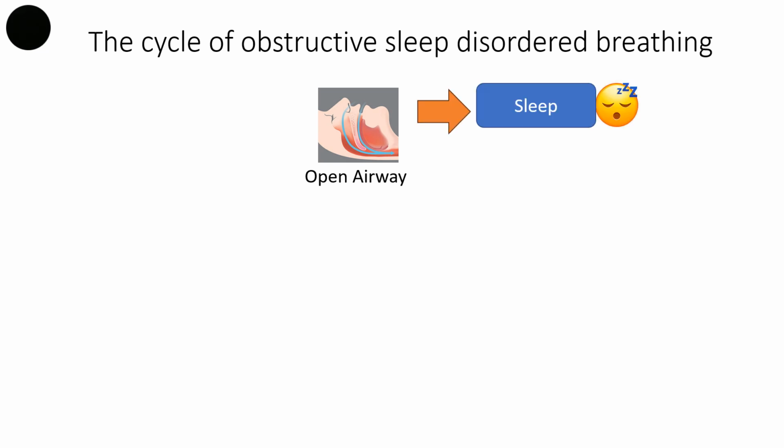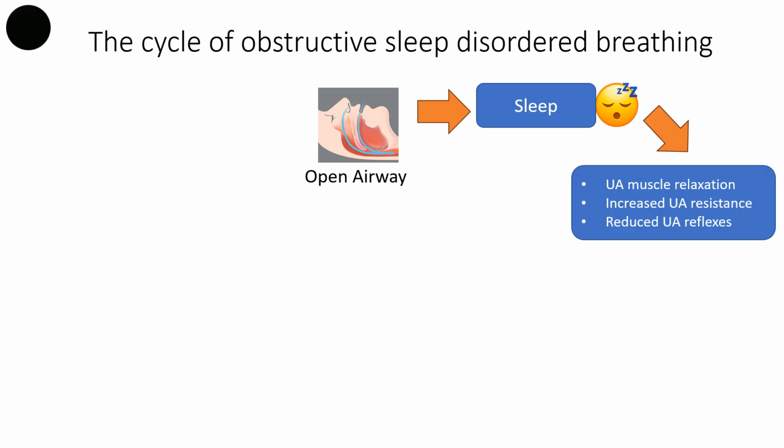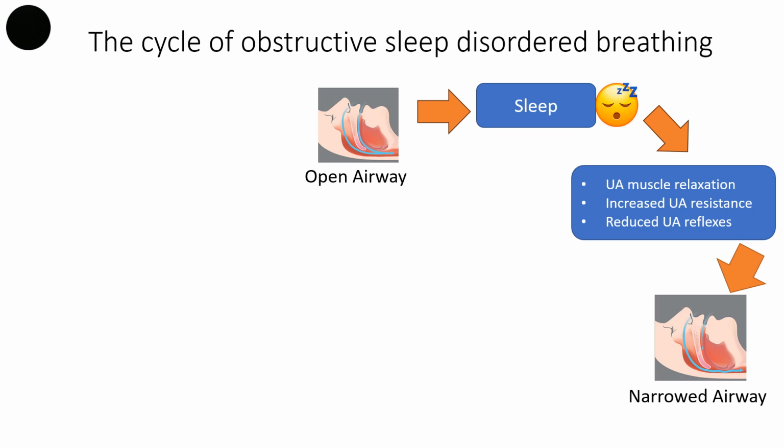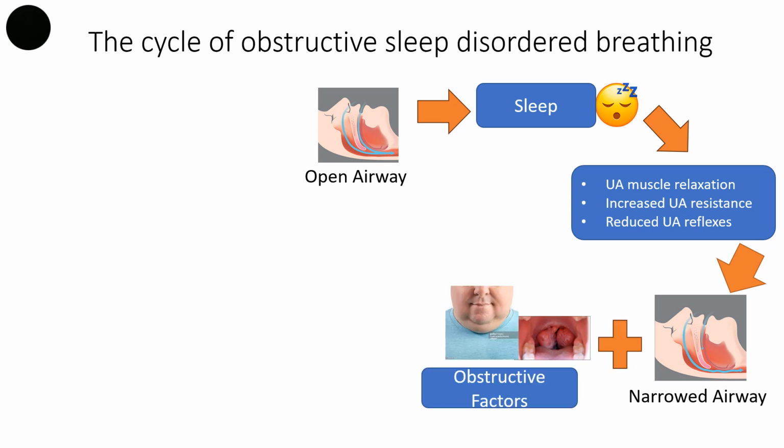When we go to sleep, everything relaxes, all our muscles relax, and that includes those muscles in the upper airway. So that's what UA stands for, the upper airway, which means this airway right at the back of the throat. So we get more resistance in that airway, and the reflexes that help keep that airway open are reduced. This leads to a narrowing of that airway, and that occurs in everybody. That's just a natural phenomenon of sleep.